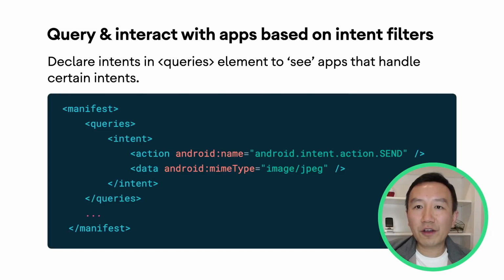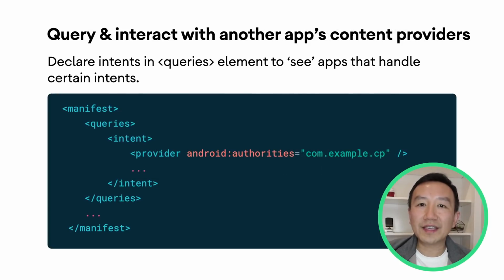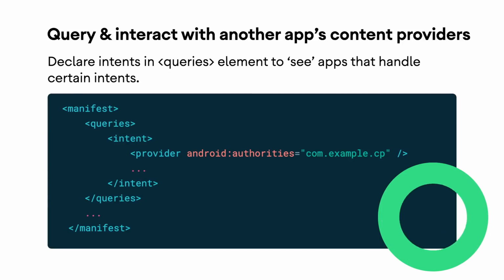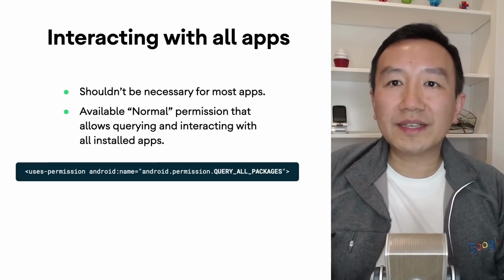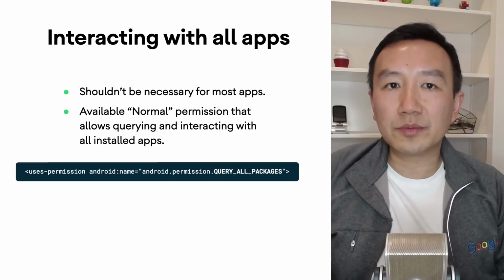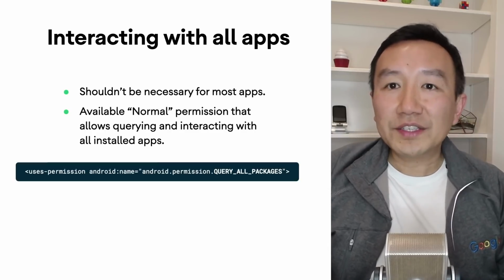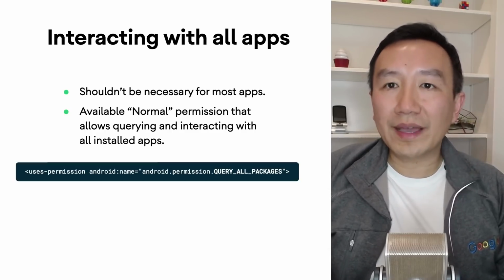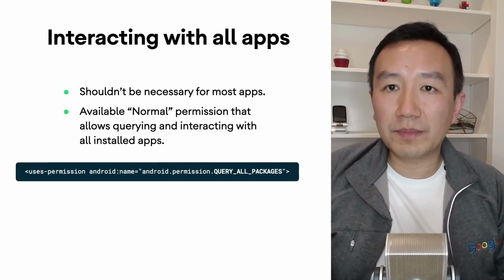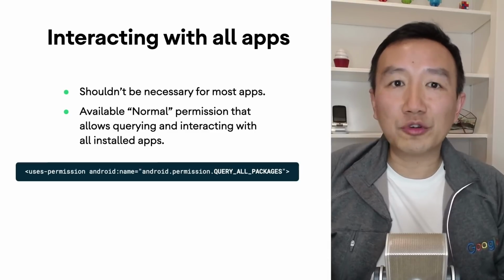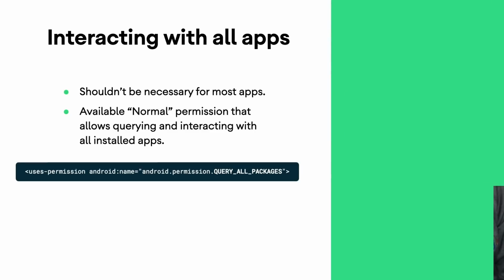The app can now query for all apps that handle an action send intent for JPEG images. Likewise, if your app needs to access another app's content provider, you could specify its authorities like this. In practice, we've found that most apps can easily express necessary package interactions with the declarations we just saw. However, the system also provides a query all packages permission, which would allow certain use cases to read all installed packages. Look for upcoming guidance from Google Play for apps that need this permission.